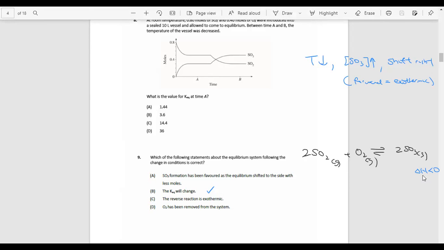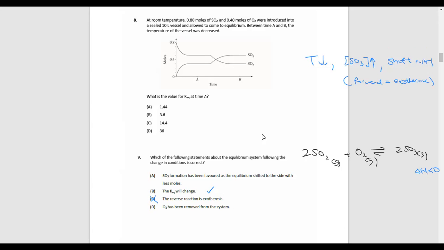And that's more or less what we said here. So if the forward reaction is exothermic, then the reverse reaction can't be exothermic. So that's definitely wrong. Now, O2 has been removed from the system. Well, nowhere does it say that O2 has been removed from the system, so that doesn't appear correct. And SO3 formation has been favored. That is true. And the equilibrium did shift to the side with fewer moles.